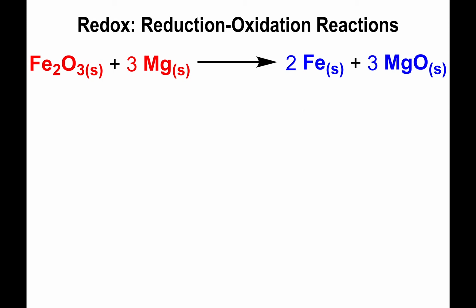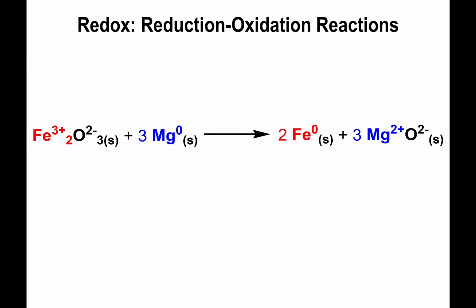But the story is a little bit more intricate than what we have discussed thus far. Specifically, if you look at the charges of the elements, the story becomes a little bit more complex. For instance, take a look at iron. Within iron oxide, iron has a 3 plus charge, but by the time the reaction is over, the charge of iron has gone down to 0. And in a similar manner, magnesium that started with no charge has now developed a 2 plus charge.